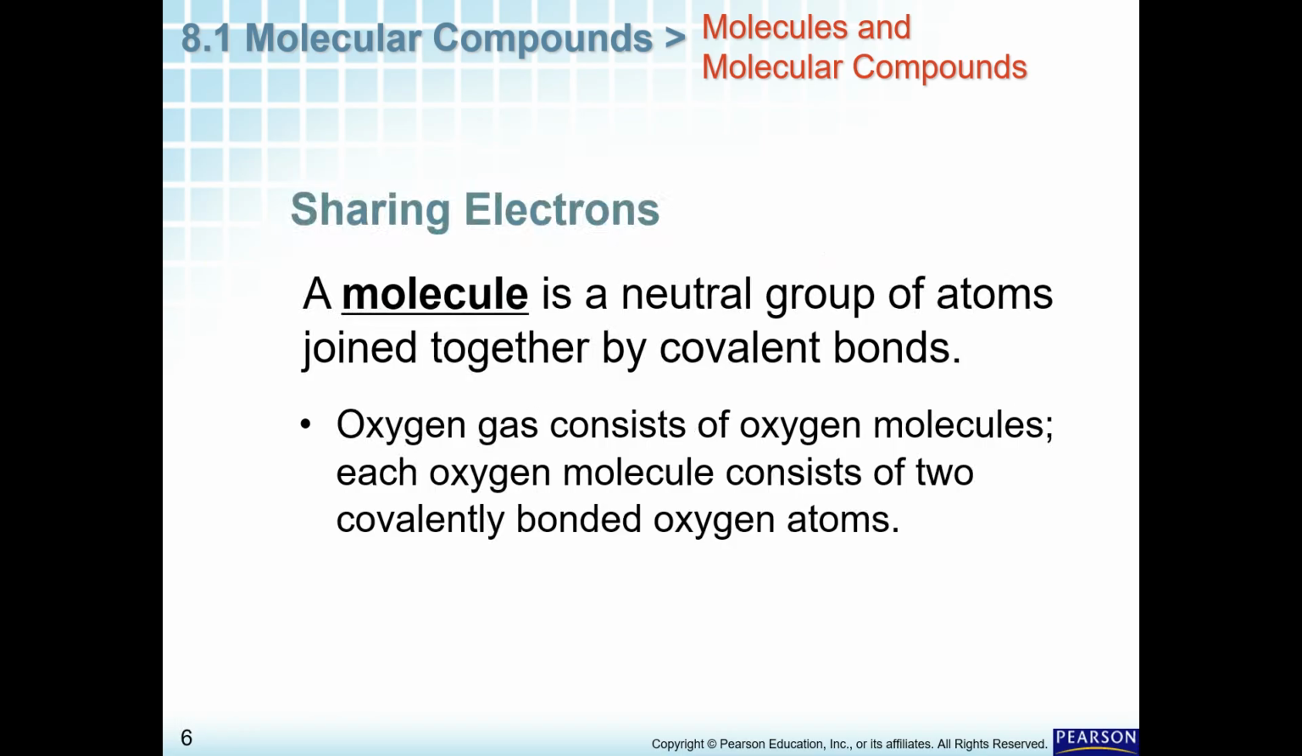Now, things that are covalently bonded together, like if we had an ionic bond, it made an ionic compound, but for a covalent bond, it can make something called a molecule. A molecule is a neutral group of atoms that are joined together, again, by sharing electrons. Neutral, again, means no charge. A good example of this is oxygen gas. Oxygen gas is abbreviated O2. It consists of two oxygen atoms covalently bonded together.